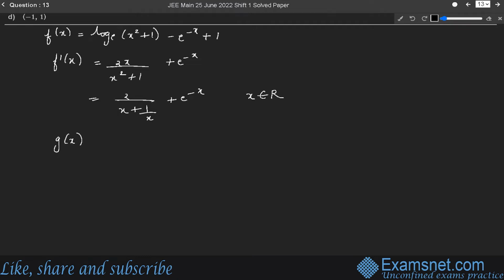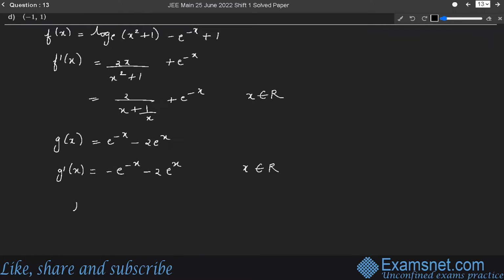Again, g of x is equal to e power minus x minus 2 into e power x. So g dash x will be equal to minus e power minus x minus 2 into e power x. Here also x belongs to R. We can see that f of x is increasing and g of x is decreasing function.